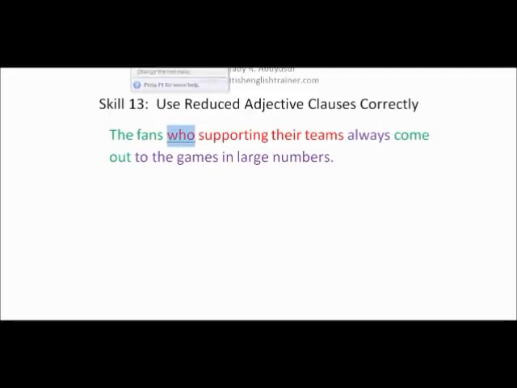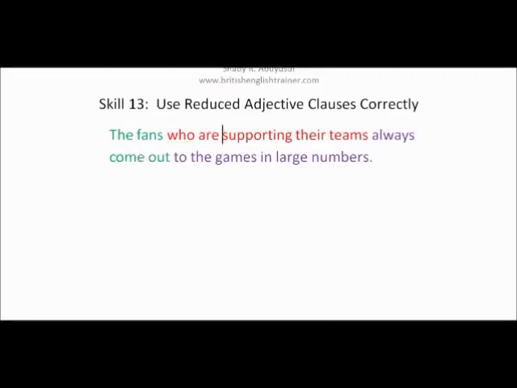Okay, well that's great. Supporting, is it a verb? No, it is not a verb. Why is it not a verb? Because we said before that the present participle is not a verb. For the present participle to be a verb, it needs to be preceded by verb to be. And this is a case that we don't have here. So in order to make this sentence correct, all we need to do is to add are. So in this case, the sentence will be: the fans who are supporting the teams always come out to the games in large numbers.